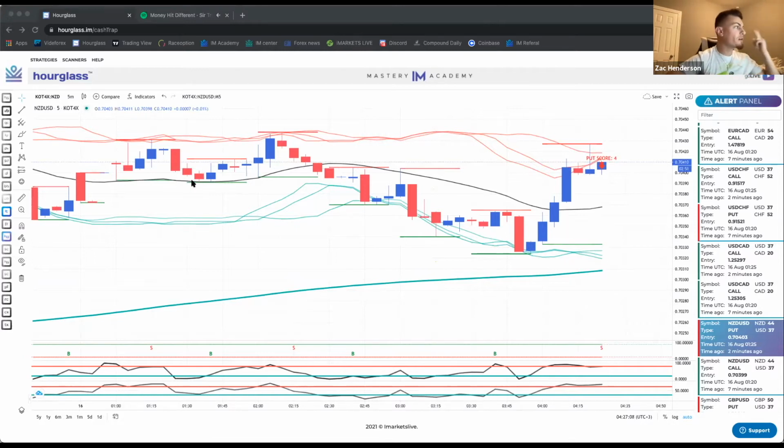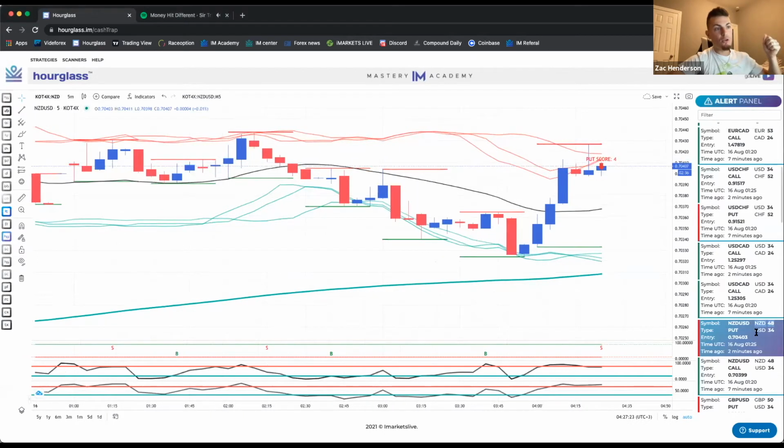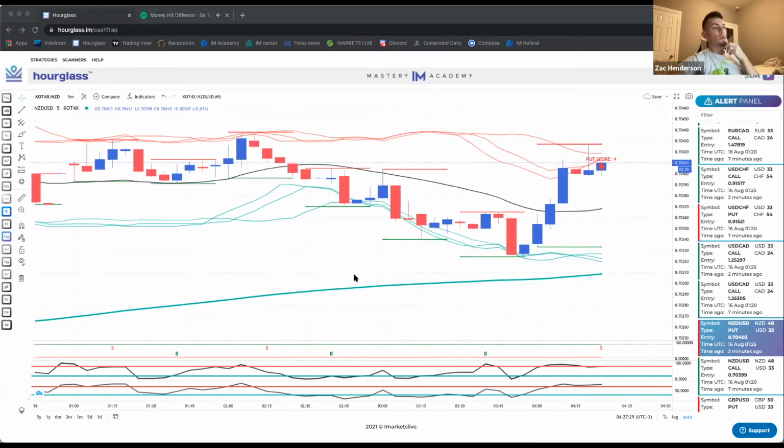Okay. Currency strength meter for our second point: is the US dollar stronger than the New Zealand dollar? In this case, it's not, right? Because NZD is sitting at 48, and the US dollar is only sitting at 34. So at this point in time, guys, we do not have currency strength in our favor. So we still only have a 1 point put.